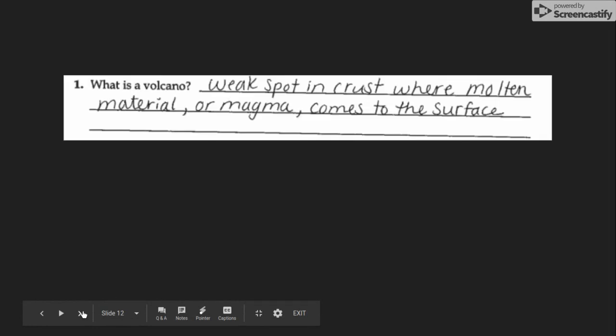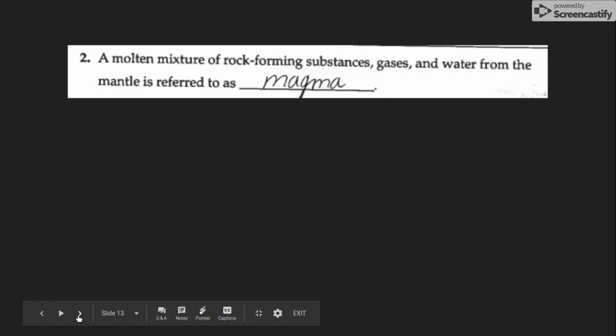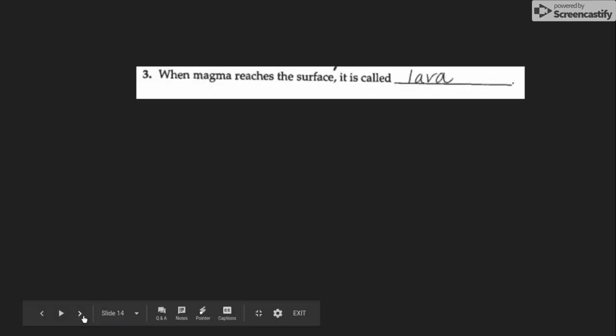What is a volcano? A volcano is a weak spot in the crust where molten material or magma comes to the surface. A molten mixture of rock forming substances, gases, and water from the mantle is referred to as magma. When magma reaches the surface, it's called lava.